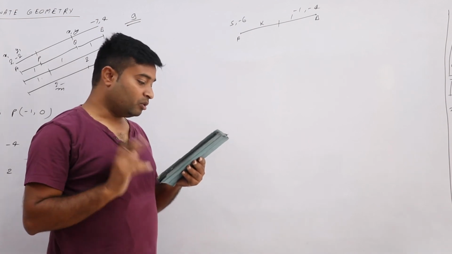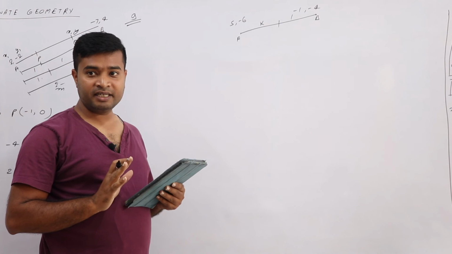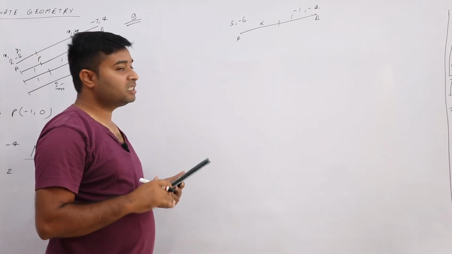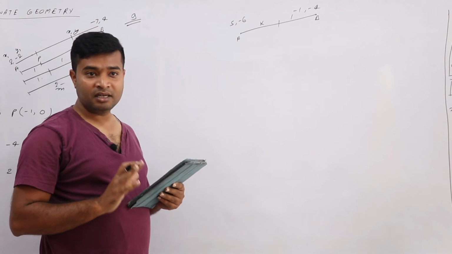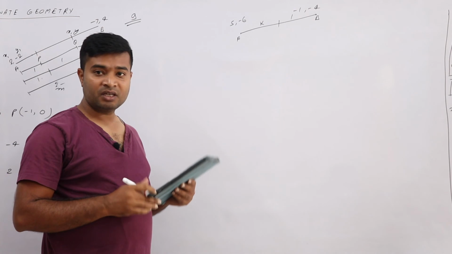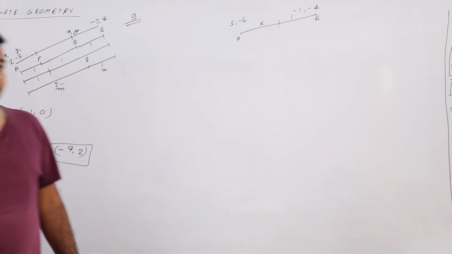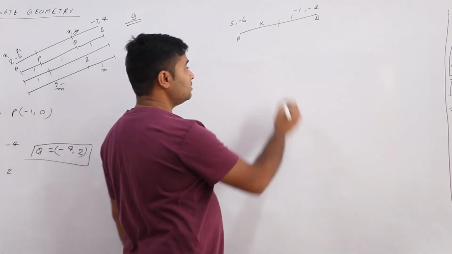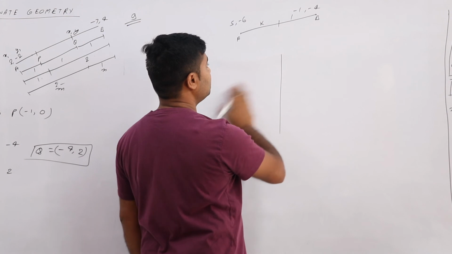Acha. One more thing is saying y-axis. This means this line is dividing the y-axis. If it is on the y-axis, meaning why have they given y-axis? Why have they given y-axis? Think.